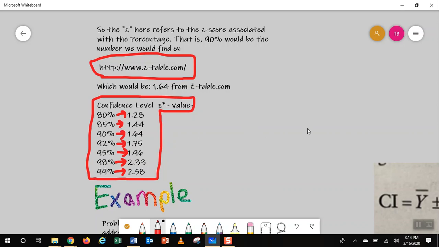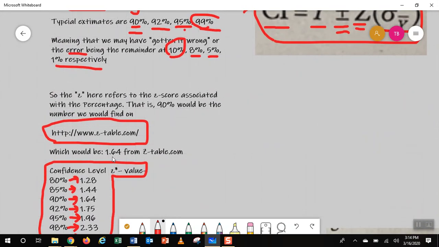Having reference to that table would always be useful, or you could always go in and look at the actual Z table and pick it up as well.